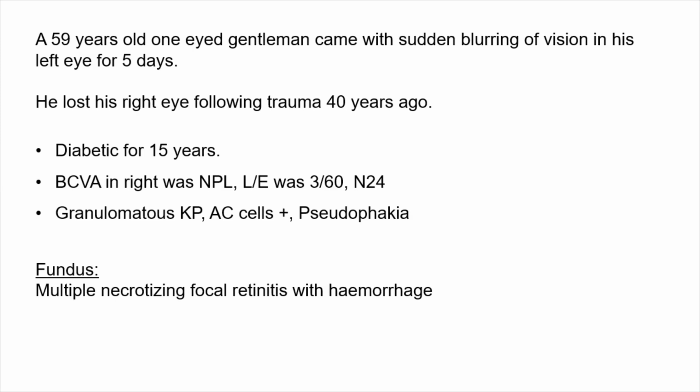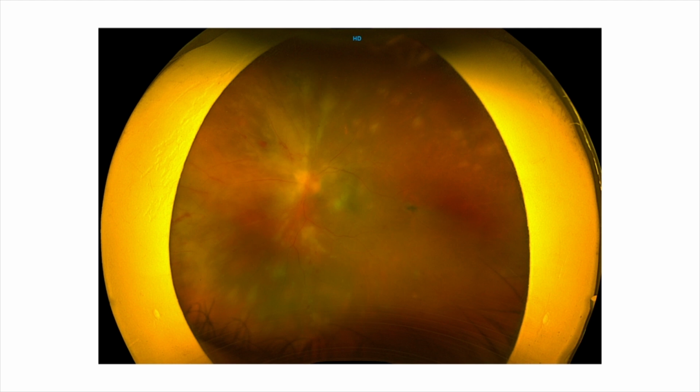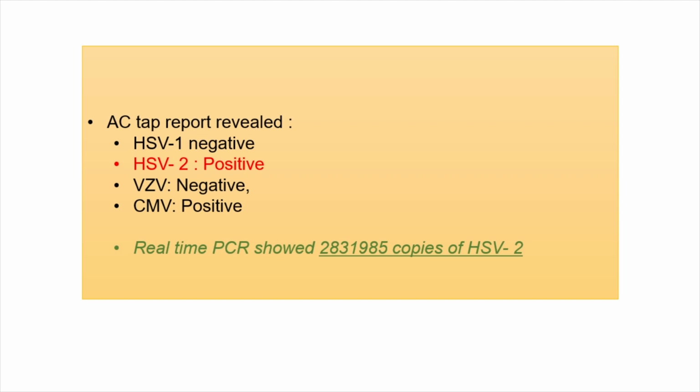Non-necrotizing herpetic retinopathy. This is a 59-year-old one-eyed man who came with sudden blurring of vision in the left eye for 5 days. He lost his right eye 40 years back, and there were granulomatous precipitates in the anterior chamber, and retinal vasculitis with retinal infiltrate. Anterior chamber tap was positive for herpes simplex virus type 2. Real-time PCR showed 83 lakh 1,985 copies of the herpes simplex virus DNA.